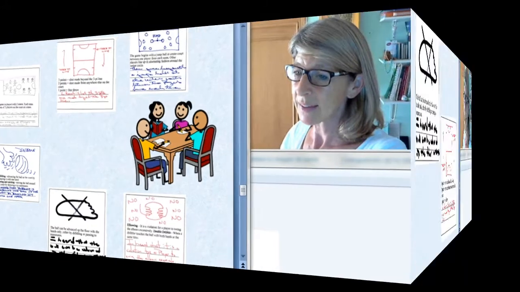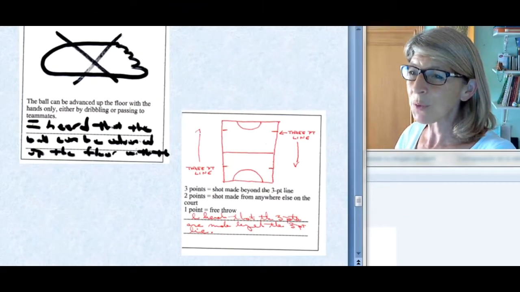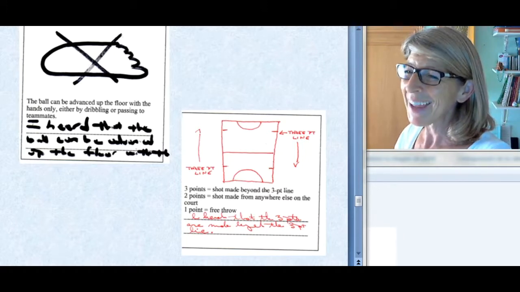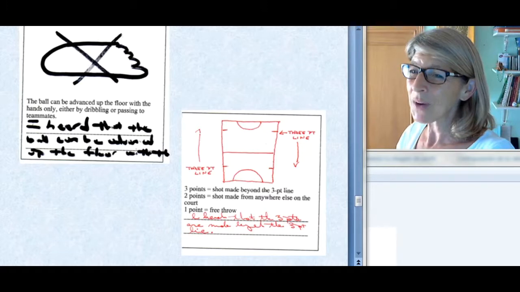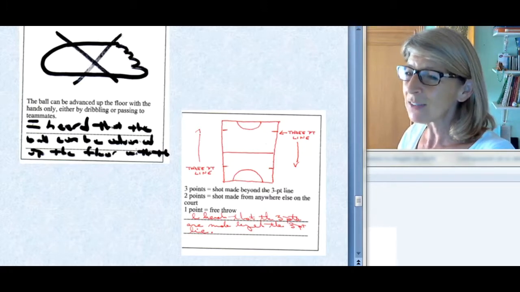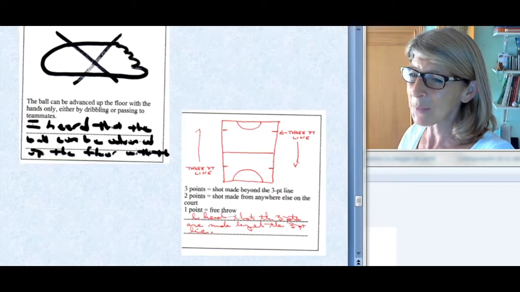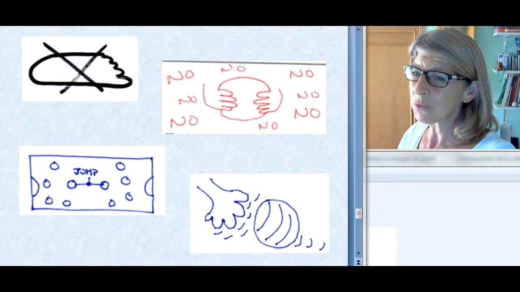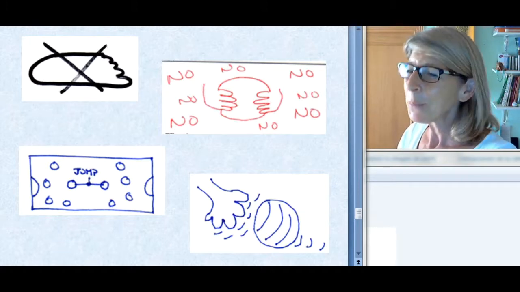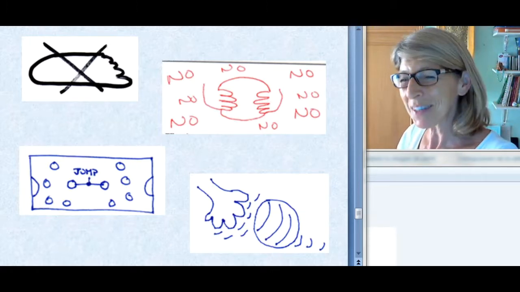In this case, you can see that one student wrote, I heard that the ball can be advanced up the floor with the hands only, and they drew a foot with an X over it. On the other one, the person wrote, I heard that 3-point shots are made beyond the 3-point line. And this is a more literal drawing of that statement. Now the students share just the drawings, guess which rules the drawings represent, and they're ready to play. Much more informed and in a different language.